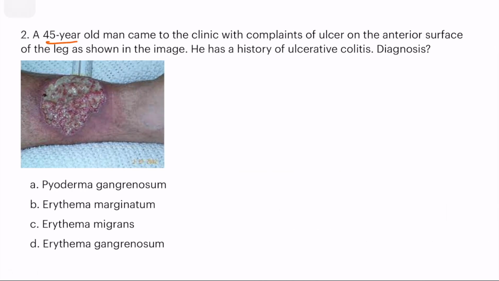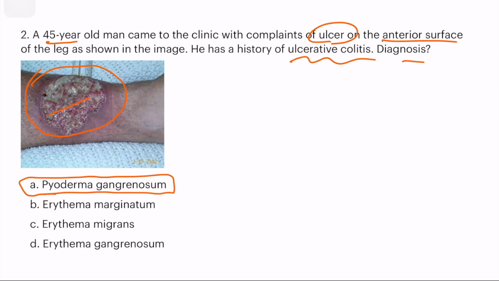A 45-year-old male came with complaints of ulcer on the anterior surface of the leg. So, he has a history of ulcerative colitis. And what is the diagnosis? So, now when we see the image, it has a purple border, and the floor is a bit deep when compared to the border. So it is typical appearance of pyoderma gangrenosum, and it mostly happens in case of IBDs. So this becomes the straightaway answer.